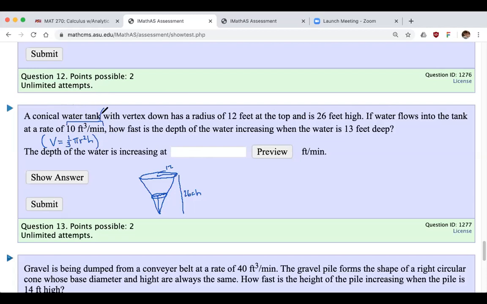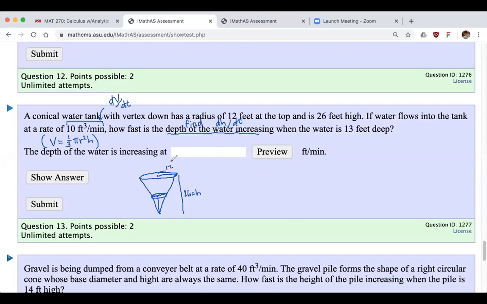So this is our dV/dt. This is a volume measurement over time, so I'll call it dt, using t for time generically as usual. We don't know how fast the depth of the water is increasing. So this was asking for how fast the height is changing. That's what we want to find out. We know a value for dV/dt. We want to find dH/dt at a particular point in time.